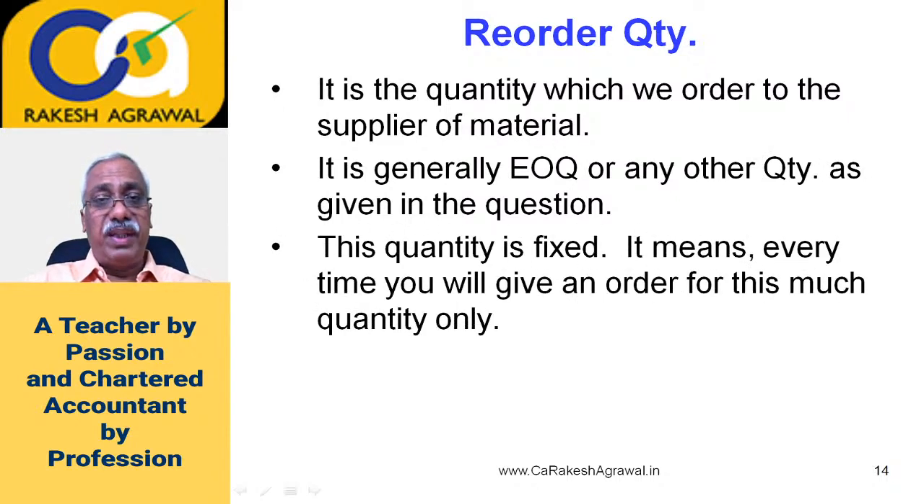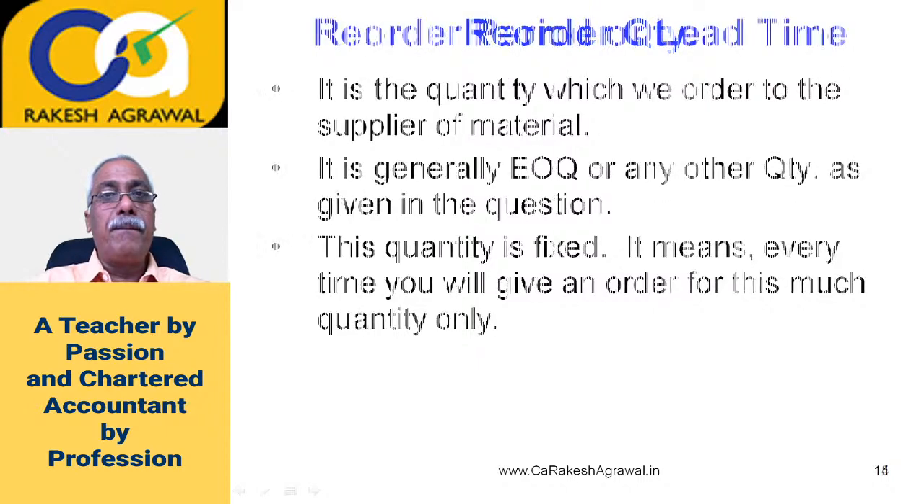This quantity is fixed. Reorder quantity is fixed. It means every time you will give an order for this much quantity only. So if you decide that I will always give order for 2000 kg because that is most economical to order, so every time you will order 2000 kg because that is economical ordering quantity. So this quantity is fixed.